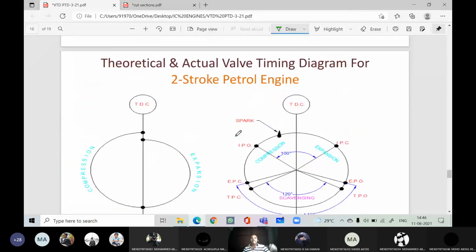Right. Now the port timing diagram. Theoretical and actual. It is a two-stroke engine, so we should call it a port timing diagram. The four strokes of the engine are completed in one revolution of the crank, so we have only 360 degrees, and in 360 degrees we need to complete four operations. But physically we can see only two strokes: expansion for 180 and compression for 180. This is the theoretical or ideal case.